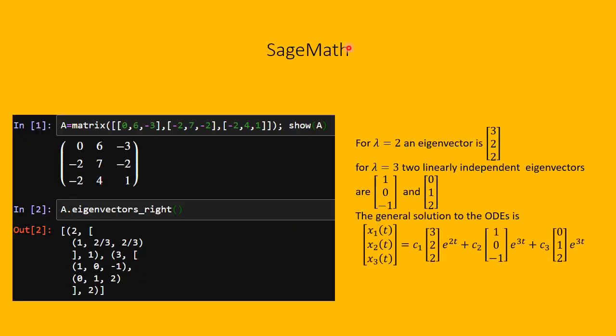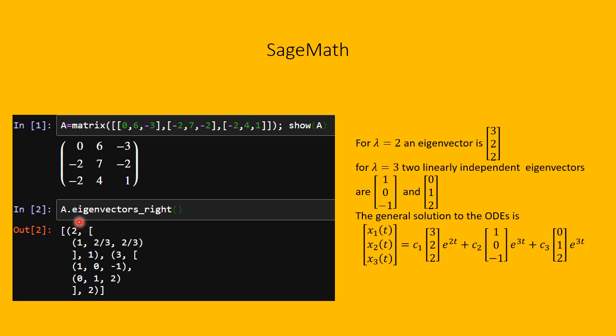Let's see how we can use SageMath to help us solve the second problem. First, we'll define the matrix A. Remember, our equation was x prime equals A times x. So A is defined to be this matrix, and then we'll show A. So here's the matrix A.